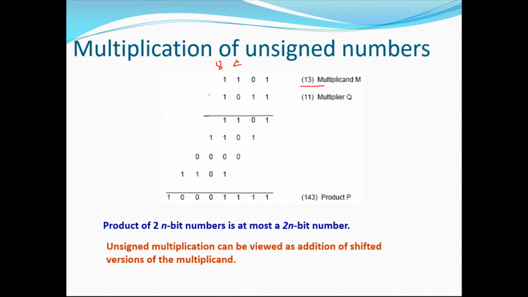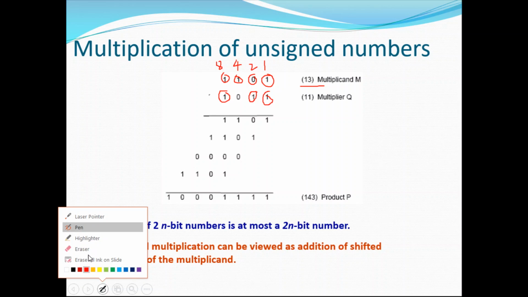You can easily understand 8421. In the 8 position there is a 1, in the 4 position there is a 1, in the 2 position there is 0, and in the 1 position there is 1. Wherever there is a 1, add that position. So it is 8 plus 4, 12, 12 plus 1, 13. Similarly, this is 1 in the 8 position, 1 in the 2 position, and 1 in the 1 position. That is 8 plus 2 plus 1, that is 10 plus 1, 11. So these are the two numbers which we want to multiply.